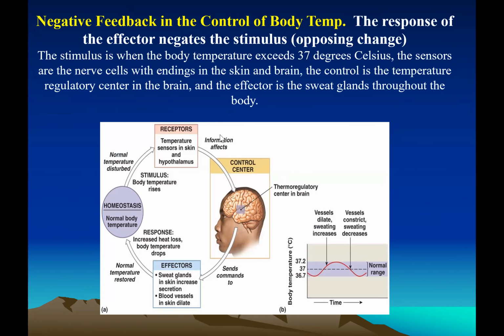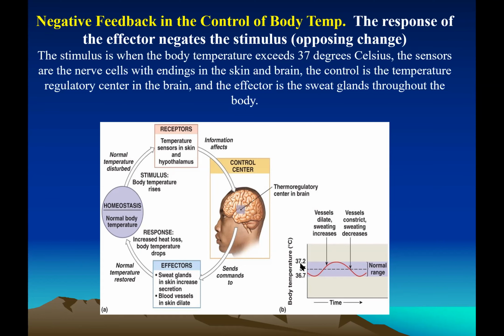A good example for negative feedback is maintenance of body temperature. So 37 degrees Celsius is the normal body temperature. In negative feedback, the response of the effector will reduce the stimulus or negate the stimulus. It will oppose any change. For example, if we are taking the homeostasis of body temperature, our body will do its best to oppose any kind of change to the body temperature.